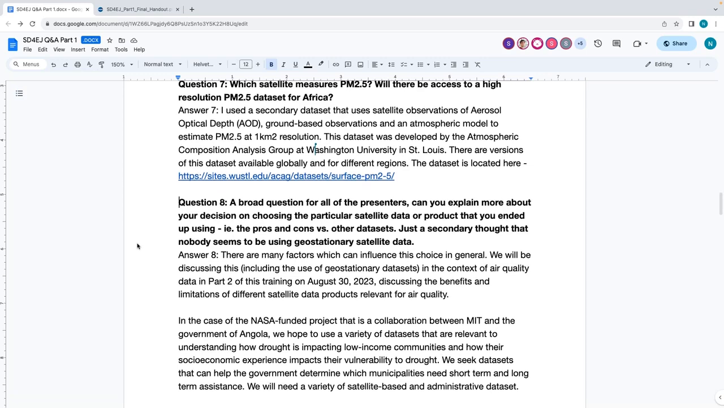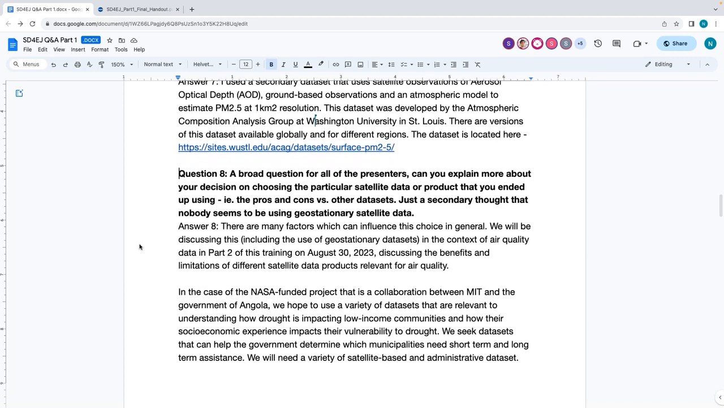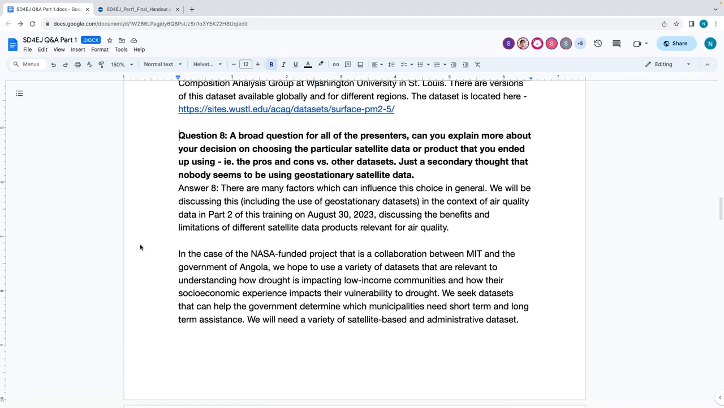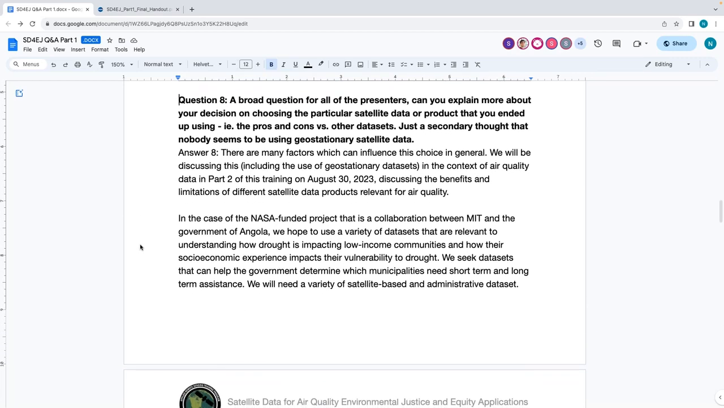Question eight, a broad question for all of the presenters. Can you explain more about your decision on choosing the particular satellite data or product that you ended up using? Pros and cons versus other data sets, and a secondary thought that nobody seems to be using geostationary. Love to open it up to some of our guest presenters if you'd like to speak to why you chose a particular satellite data set over another.